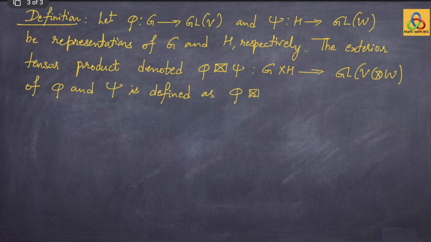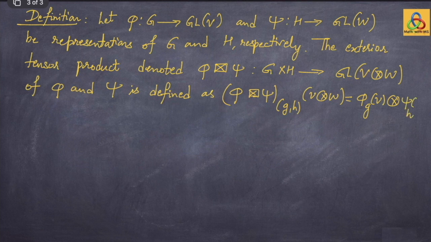phi exterior tensor psi will act on a pair of elements little g comma little h. This will give an invertible linear transformation of V tensor W. So it should now act on generating elements of V tensor W, that is little v tensor little w, and it acts as follows. It is the same as phi sub g of v tensor with psi sub h of w, where little v belongs to capital V, little w belongs to capital W, g belongs to G, and h belongs to H.